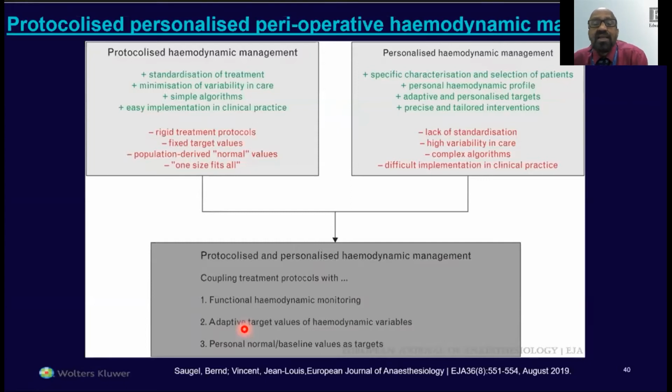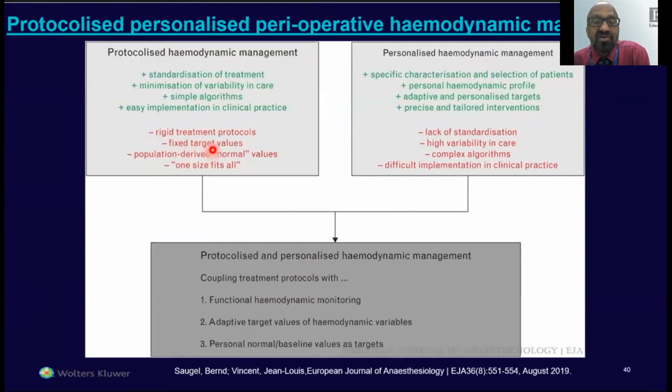And this slide delineates the differences of the protocolized and personalized hemodynamic management. What are the advantages of protocolized versus personalized management? And can we put them together to get a better understanding of the hemodynamic goals and management? For example, if you take the protocolized management goals, they are rigid.